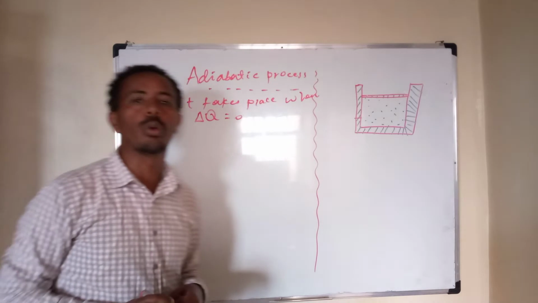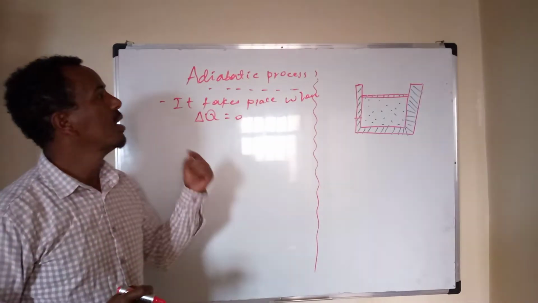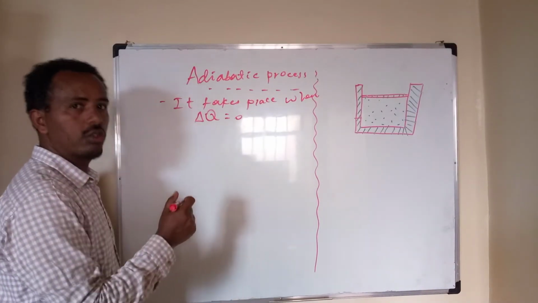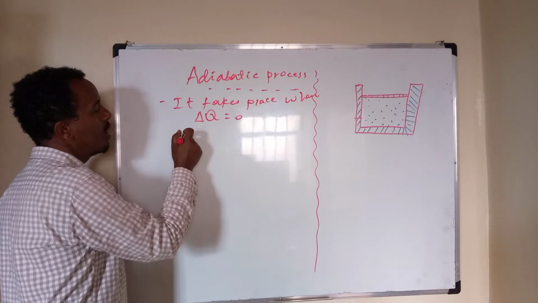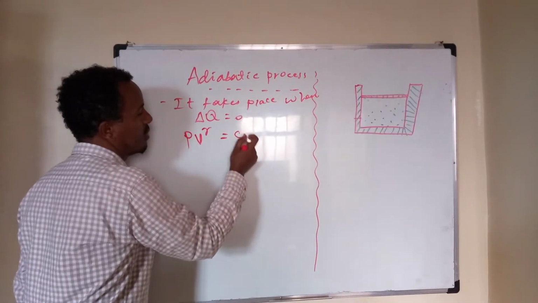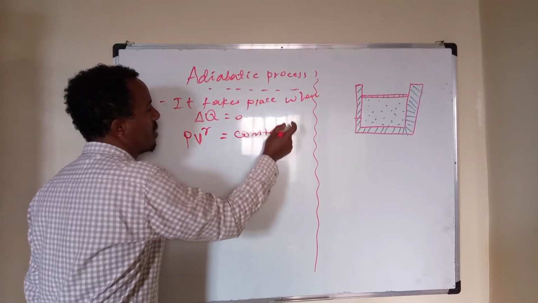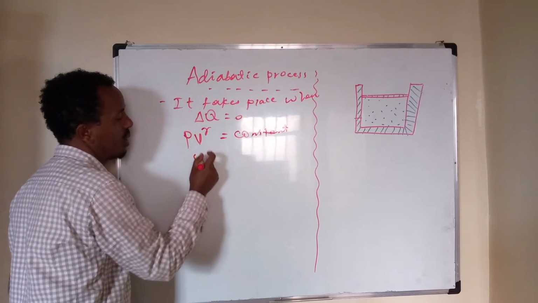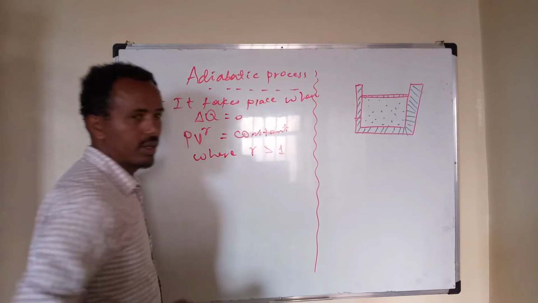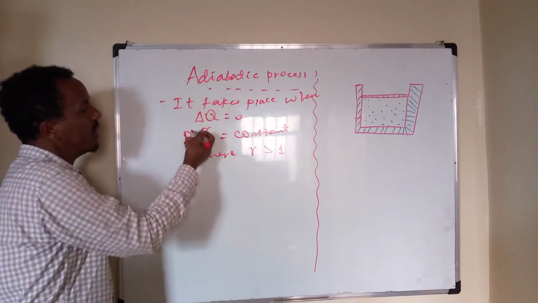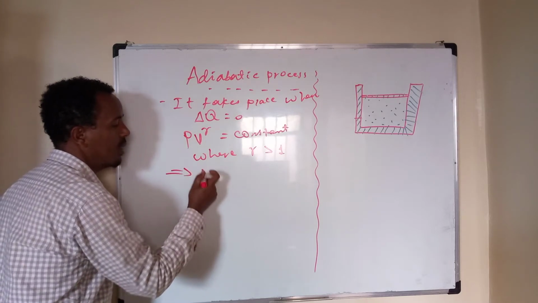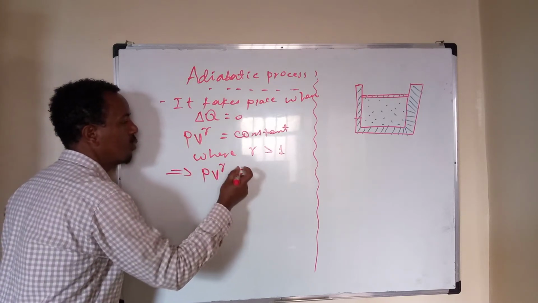To show adiabatic process graphically, let's first show the equation of adiabatic process. The equation of adiabatic process is given as PV raised to gamma is equal to constant, where gamma is greater than 1. Now PV raised to gamma is equal to constant.